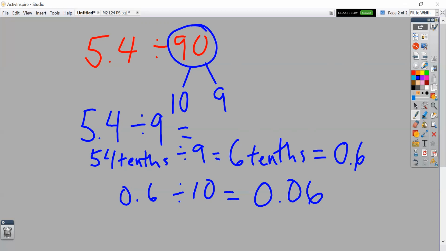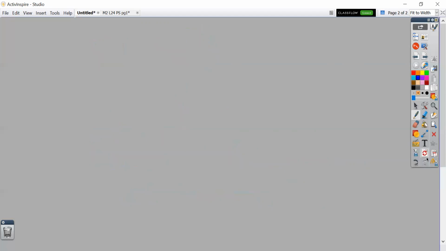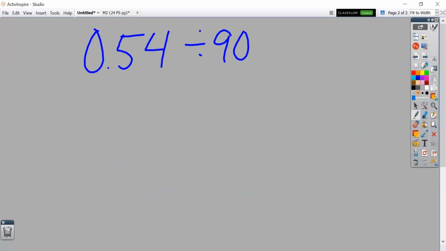All right, so let's go ahead and try it again. But this time let's do 54 hundredths divided by 90. So 0.54 divided by 90. So again, we're still dividing by 90. So we still know that that's a 10 and a 9. This time I'm going to divide by the 10 first, just to show you that you can go either way. So we have 54 hundredths.